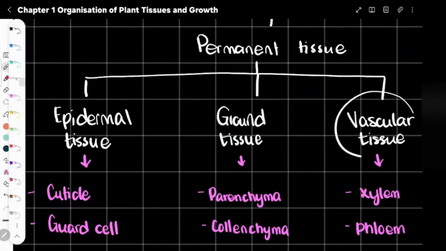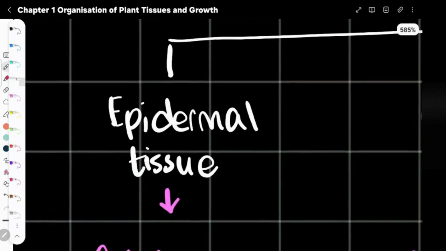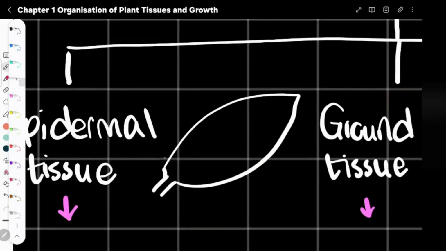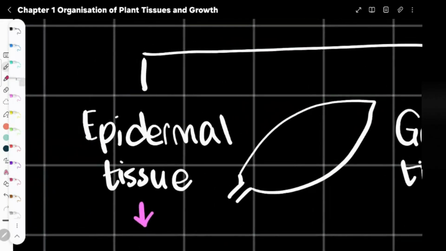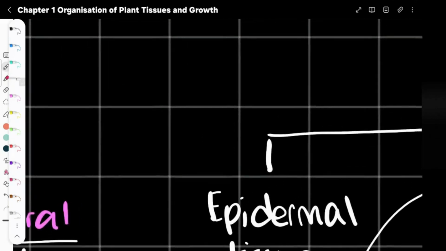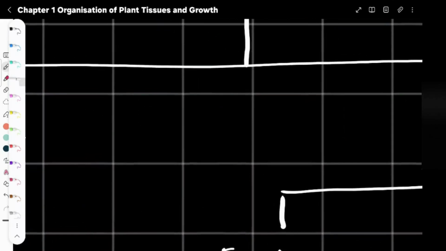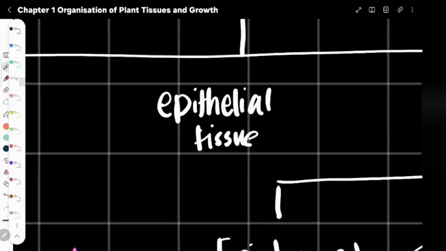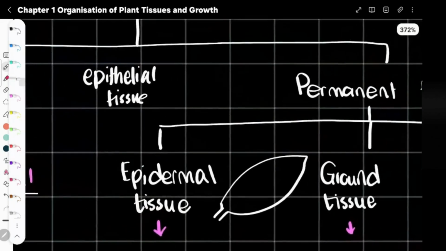ground tissue, and vascular tissue. To say the least, epidermal tissue is the layer on the top surface of the leaf. If you have a leaf and you were to cut it, this layer on top is the epidermal tissue. To give an example, our skin also has a top layer, the epithelia. It is the same kind of tissue but in a different organism, one is plant cell and the other is animal cell.